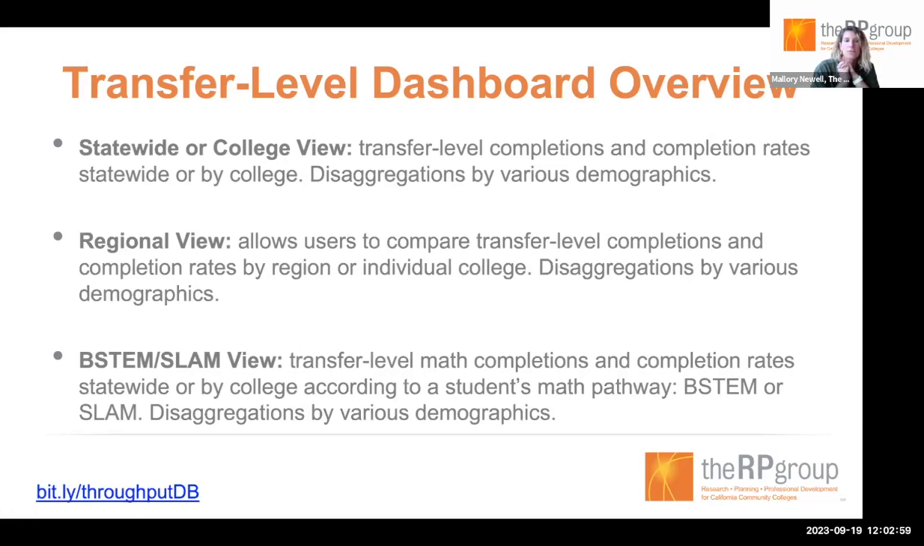The view that is most new and most exciting is the BSTEM SLAM view, and it includes the transfer level math completions and those rates. You can look at it statewide or by college, and then it's by the 2 different pathways, BSTEM or SLAM. We also include a variety of different disaggregations by demographics.